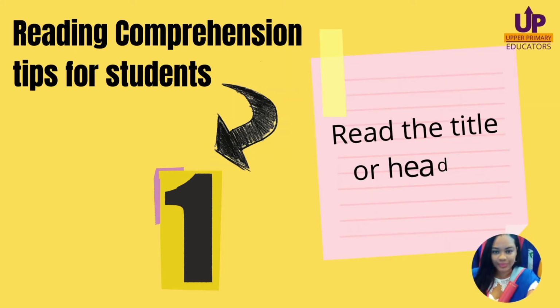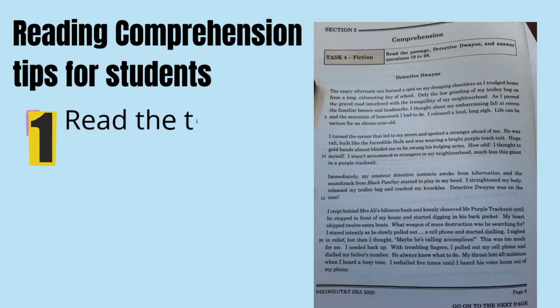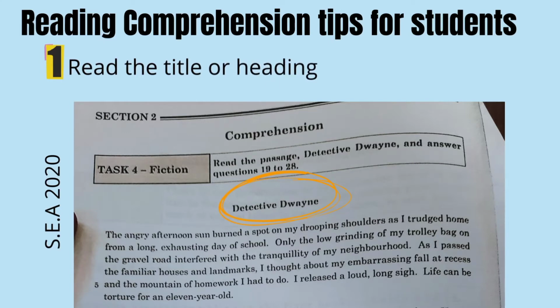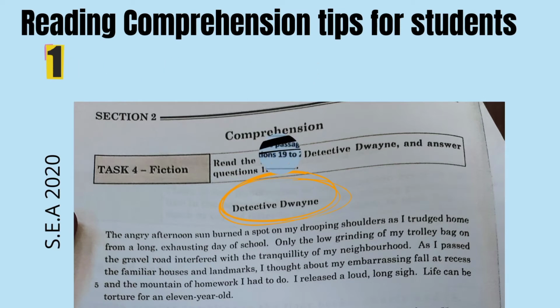Read the title or heading. The title or heading will give you a hint of what you can expect to read about. So here, I have an SEA test paper from 2020, and we can see that it has a title. Let's zoom in. Detective Dwayne. Already we have an idea of what the passage is going to be about. The main character is Dwayne, and we expect him to conduct some sort of investigation.